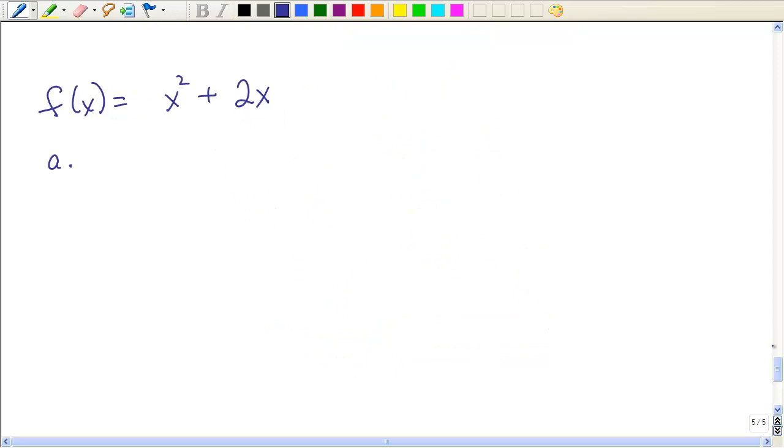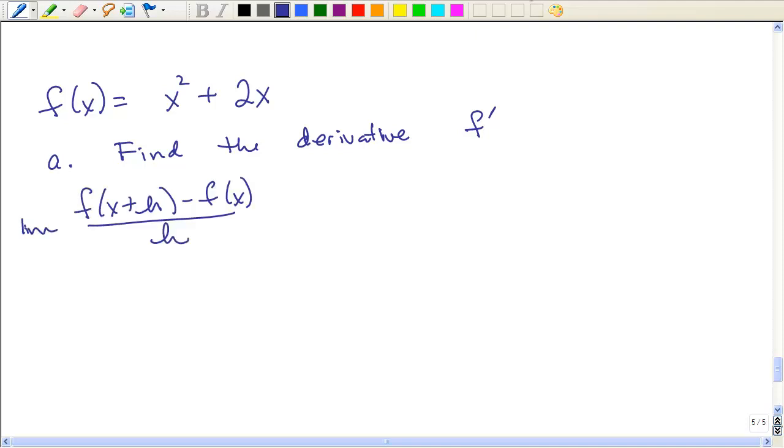Let's see, the book is going to ask you to find the derivative, and they're going to use this notation. It's an f with a little slash. So we're going to find the derivative. We're going to go through the process. And remember, the derivative is the difference quotient, which is this, as the limit as h approaches 0.